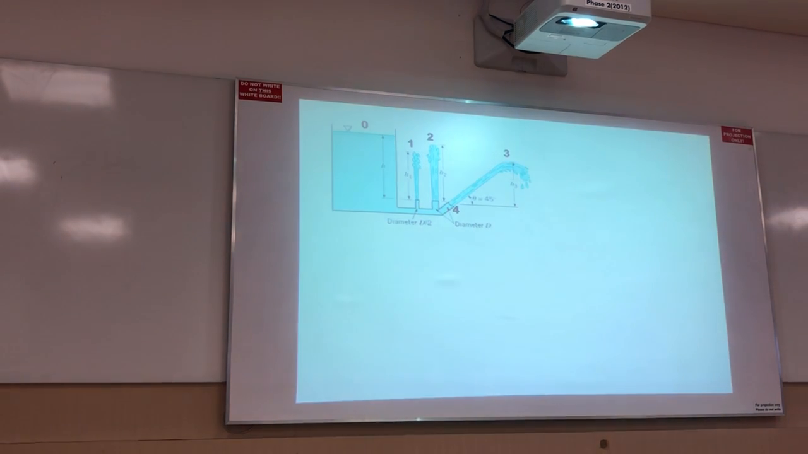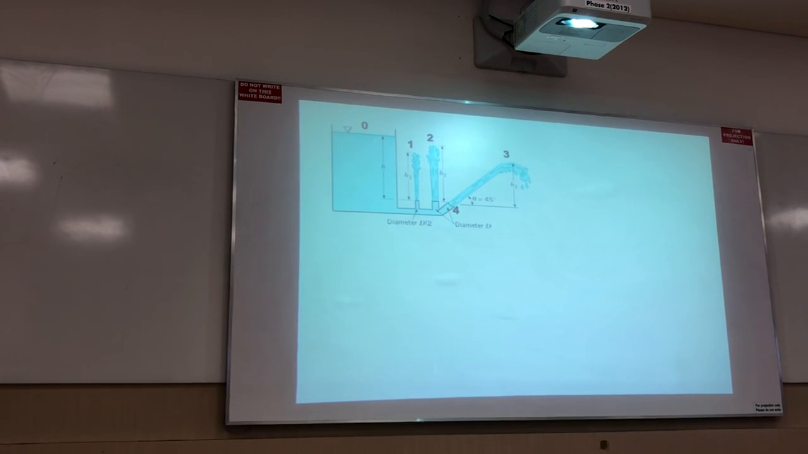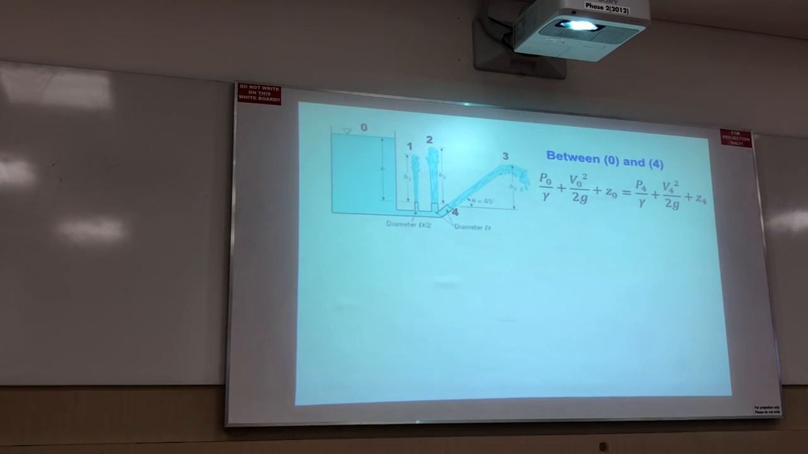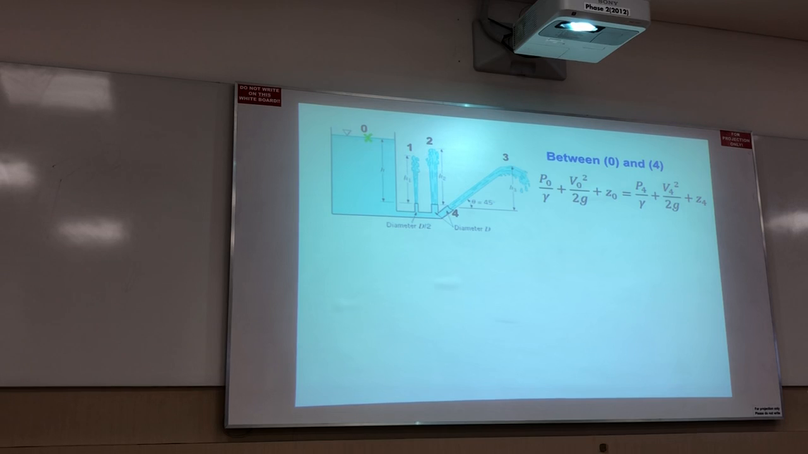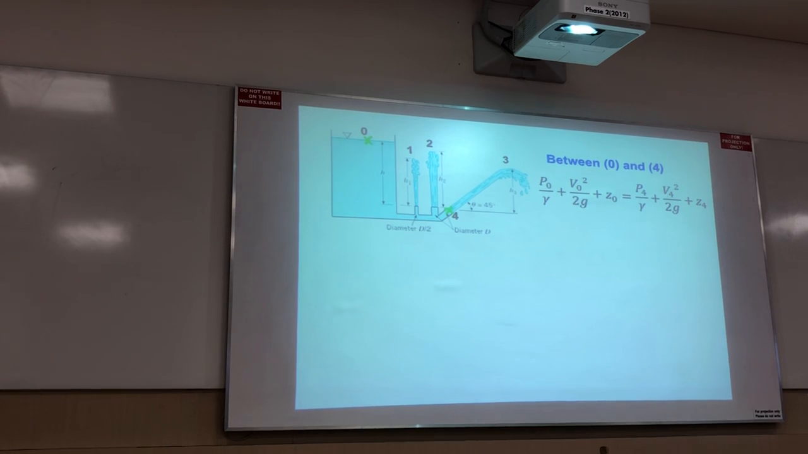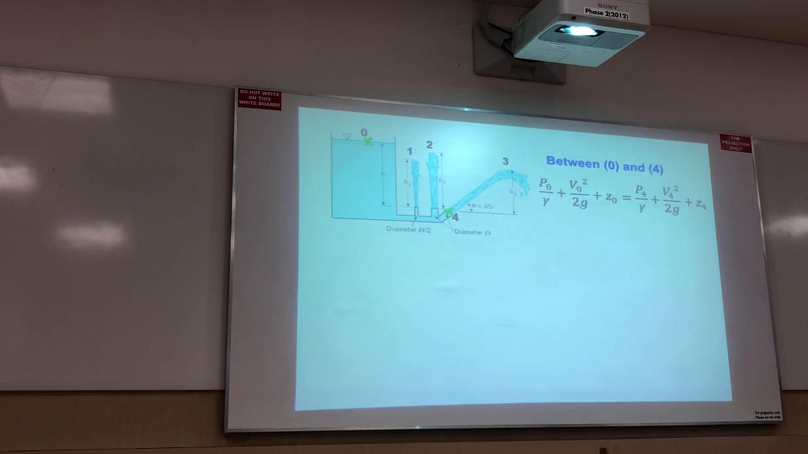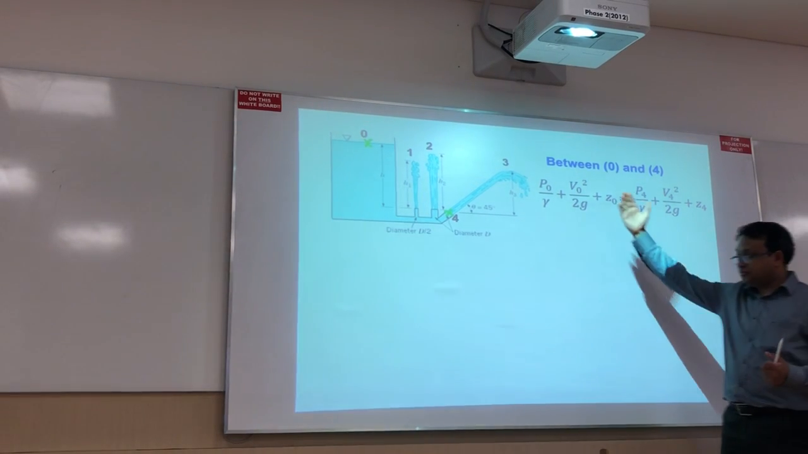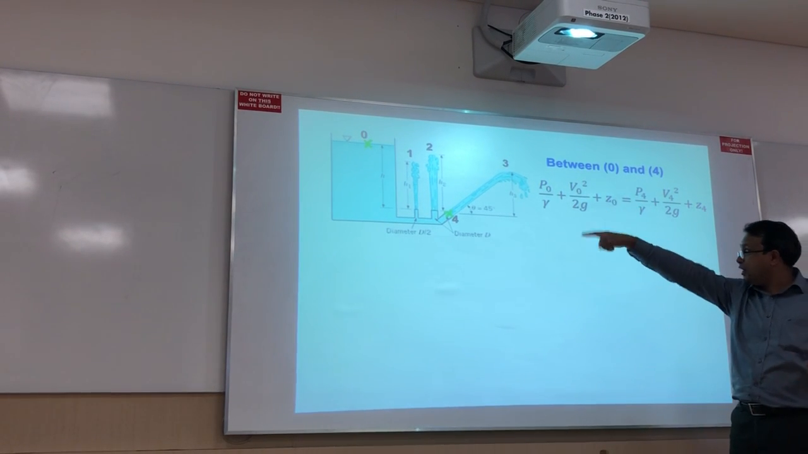Alright, so now I go to between 0 and 4. I tell you, right? I can choose 0 and 4. If I choose 0 and 4, I can write P0 by gamma, V0 square by 2g, Z0, P4 by gamma, V4 square by 2g, Z4, right? So P0 and P4, same, right? I can cancel atmospheric pressure. So V0 is 0, bye-bye. Z0 is equivalent to H.